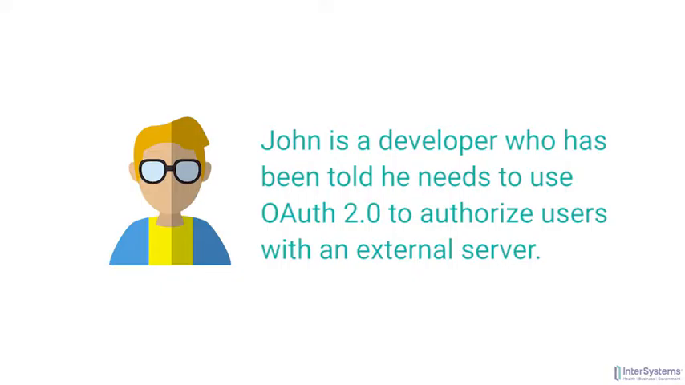Let's consider the case of John, who is a developer writing a personal finance application, MyBucks. He's been told by his boss that he needs to use OAuth 2 to authorize users of his application by using a bank's external authorization server. John's application will delegate the responsibilities of user authorization to some other service rather than managing them on its own.